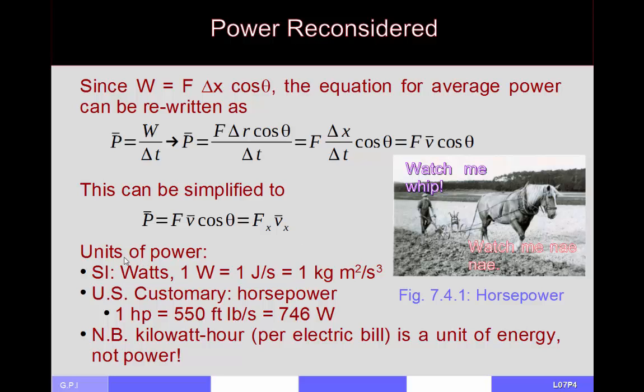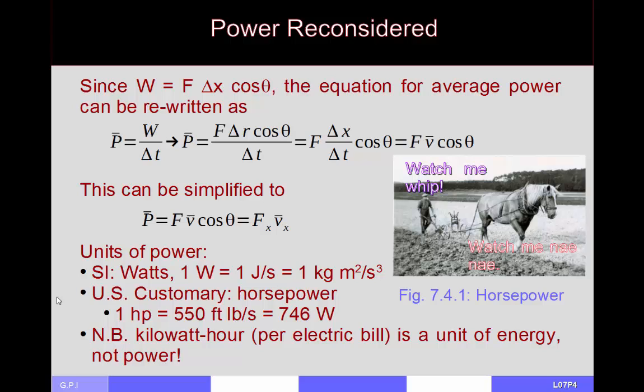With that said, the units of power are somewhat of interest to us. In the SI system, we usually use watts. And 1 watt is basically a joule per second. And of course, a joule is 1 newton meter, which breaks into 1 kilogram times meter per second squared, and then that's times another meter, and that's divided by another second. So these are the basic units that a watt breaks down into: kilograms meters squared per second cubed.